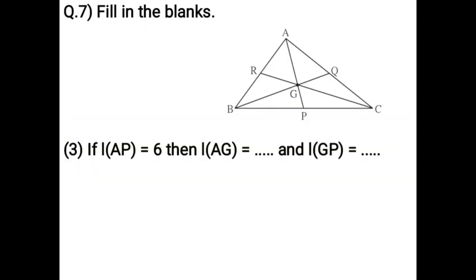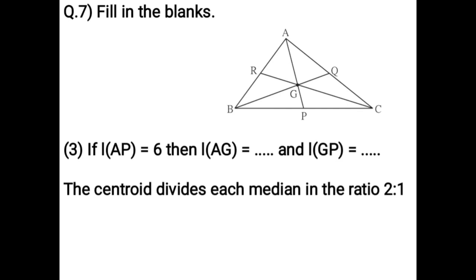If length of AP is equal to 6, then you will find length of AG and length of GP. Segment AP is the median. The median AP, 6 is given. AG and GP, which are divided by the centroid, each median in the ratio 2:1. AG and GP are not given, so you have to find them. Segment AG and segment GP together make segment AP. So median AP is given. Median AP is 6. The centroid divides each median in the ratio 2:1.